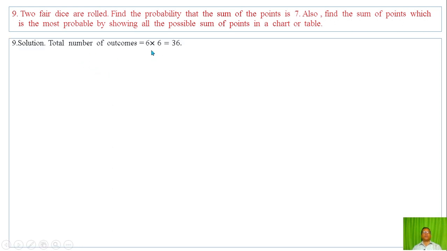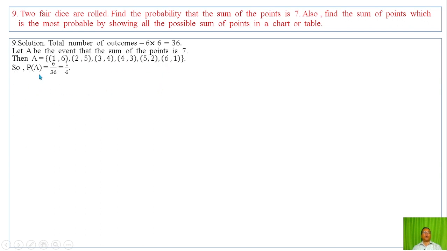Total number of outcomes: each die falls in 6 ways, so for two dice it is 6 into 6, that is 36 ways. Let A be the event that the sum of points is 7. Then A consists of (1,6), (2,5), (3,4), (4,3), (5,2), (6,1). So P of A is 6 by 36, that is 1 by 6.